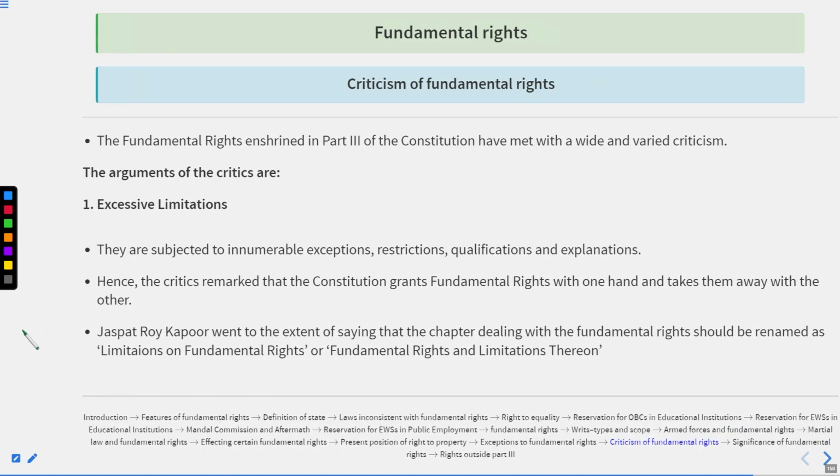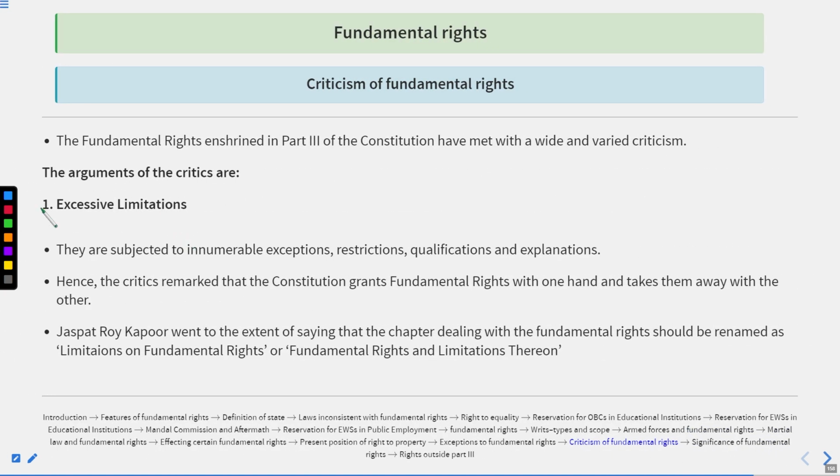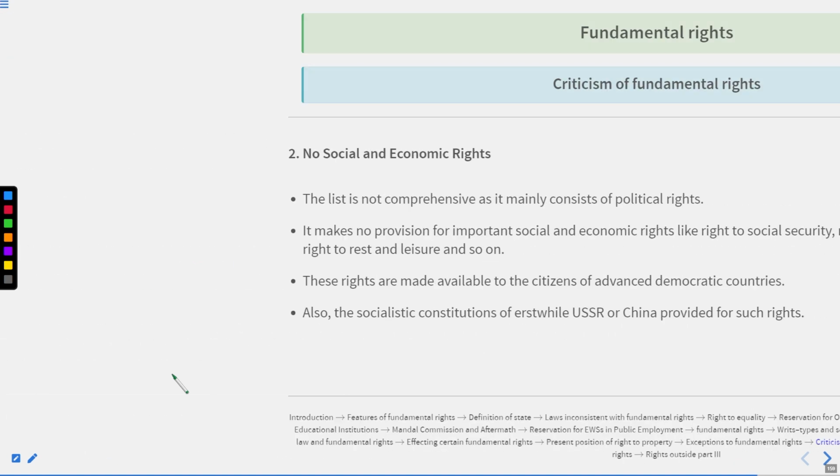Alright, so now let's talk about the criticism of the fundamental rights. First, there are excessive limitations: innumerable restrictions, exceptions, qualifications and explanations. Hence the critics remark that the Constitution grants the fundamental rights with one hand and takes them away with the other. Jaspat Roy Kapoor went to the extent of saying that the chapter dealing with the fundamental rights should be renamed as the limitations of fundamental rights, or the fundamental rights and limitations thereof.